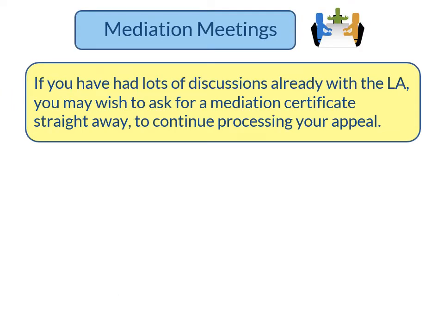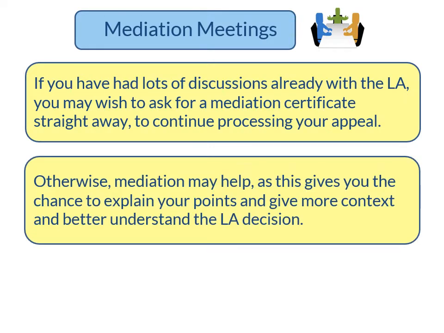If you have already had lots of discussions with the LA, you may feel that a mediation meeting will not be so helpful. You might like to ask for your mediation certificate straight away in order to continue processing your appeal. However, if you have not had a proper talk with the LA, mediation may help, as this gives you the chance to explain your points, give more context, and get a better understanding of the local authority decision, which may help you build your case to appeal.